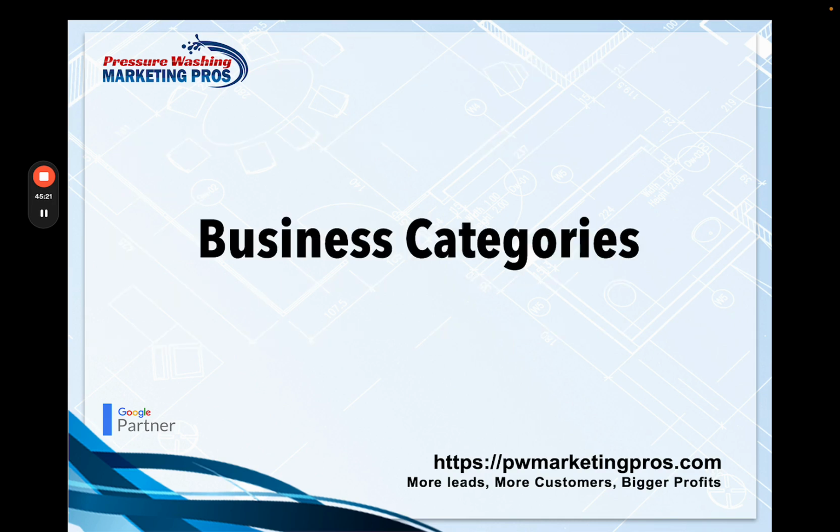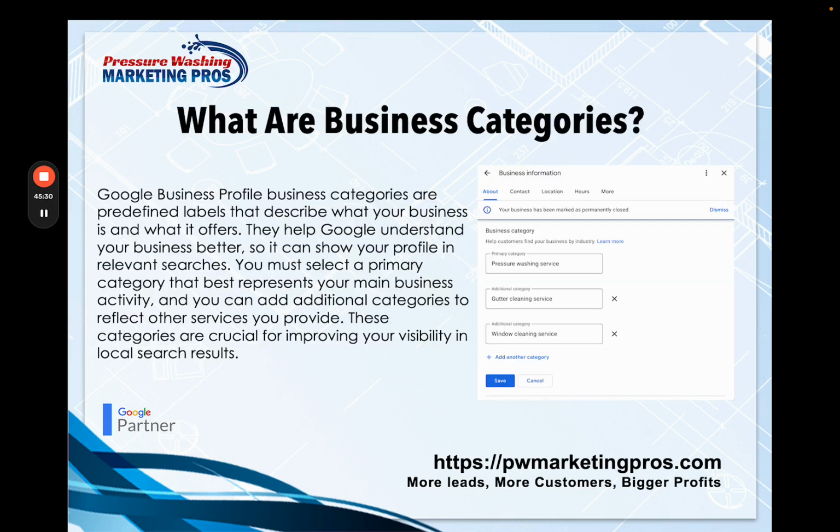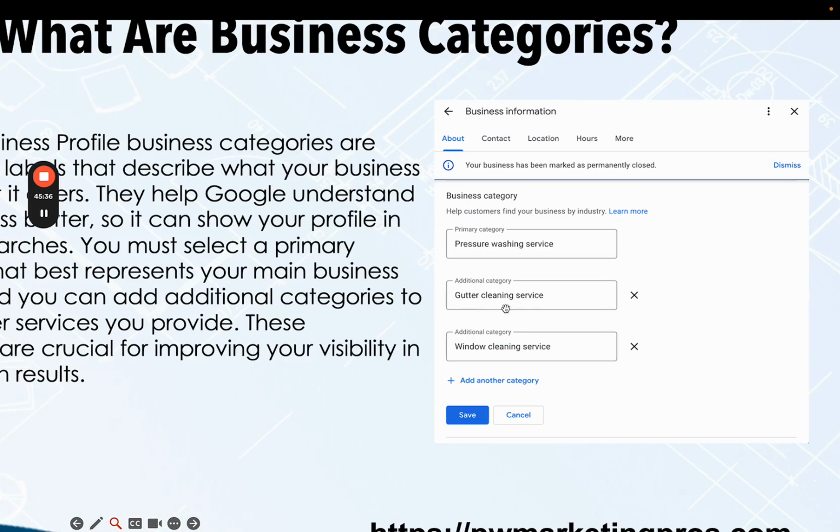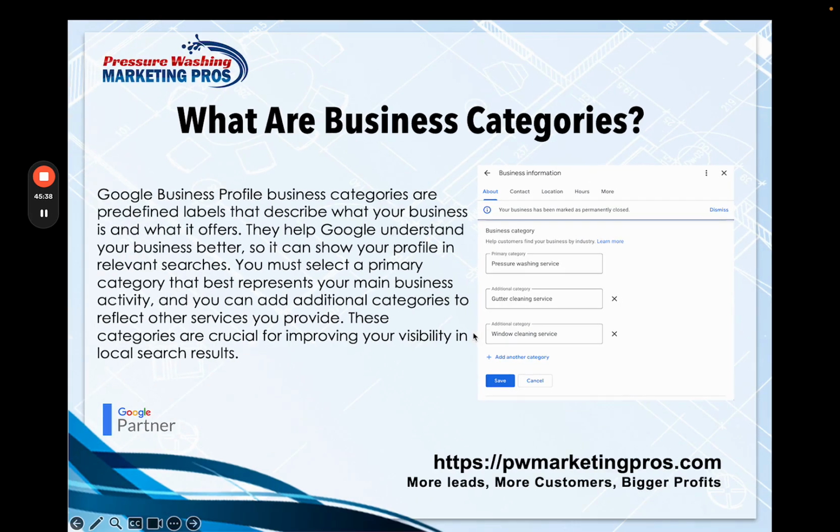Now, guys, we will talk about business categories, right? Because this is very important as well. This is one of the most important ranking factors too, guys, which is why I'm talking about it. So what are business categories? If you look to your right, you'll see there's a primary category and additional categories that you can add. Google Business Profile business categories are predefined labels that describe what your business is and what it offers. This helps Google understand your business better, and it shows on your profile for relevant searches, which I will give you examples of.